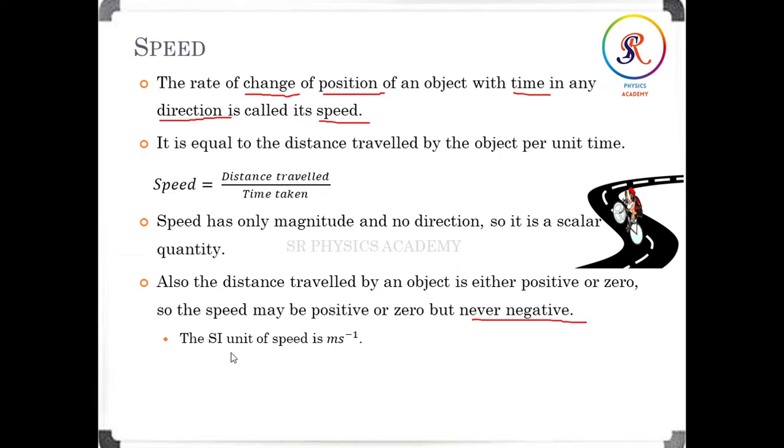The SI unit of speed is meter per second. So how is it meter per second? We know that speed equals distance upon time. The unit of distance is meter and the unit of time is second, so we get meter per second. Now the CGS unit of speed is centimeter per second. The dimension formula of speed is M^0 L^1 T^-1.